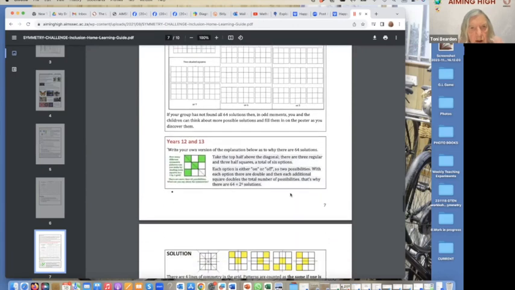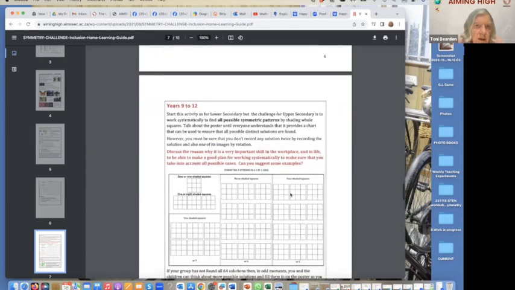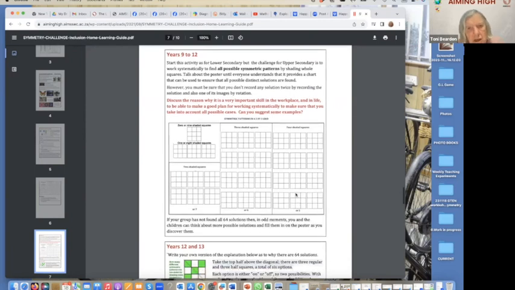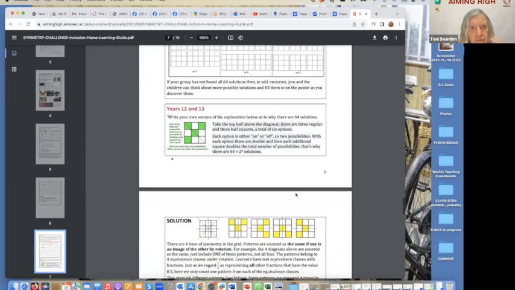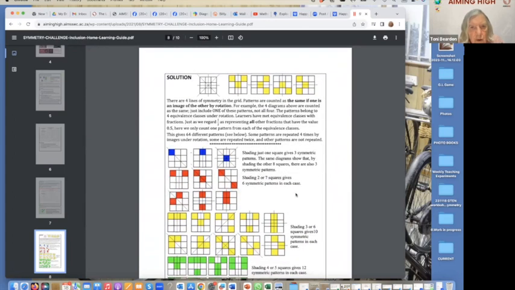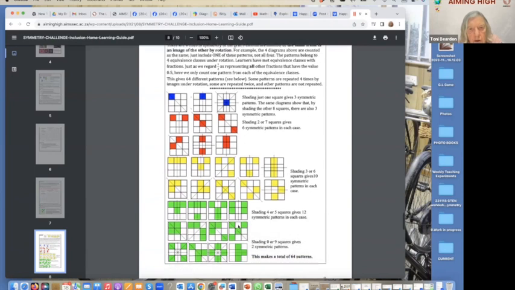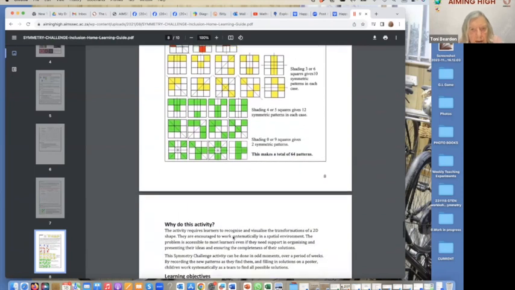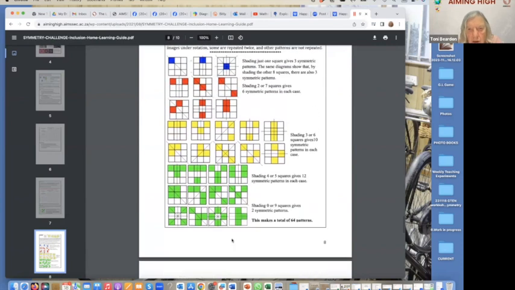So what you would do would be years 9 to 12. You must here stress, which you might not do with the younger learners, this idea of working systematically. And here you've got the solutions. So all the solutions are given here, okay? Where you shade 1 square, where you shade 2 squares, where you shade 3 squares, where you shade 4, and you don't need to go any further.